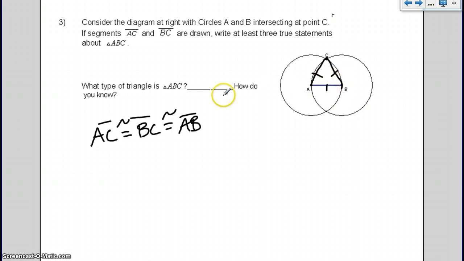So they're all equal. What type of triangle is this? All the angles are smaller than 90. That's acute, and all the sides are the same, so that's equilateral.